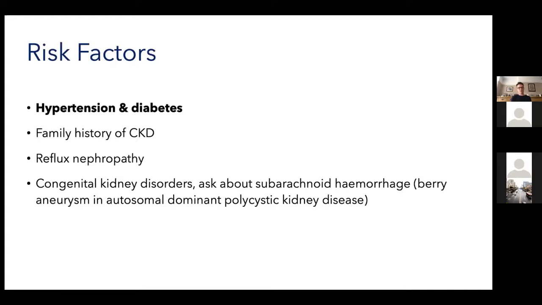So again, just emphasizing the risk factors. If you remember anything from the CKD talk, just remember hypertension and diabetes: the increased pressure from hypertension within the glomerulus, or diabetes with glycosylated proteins disrupting the filter, damaging it and allowing macromolecules through. Family history: it's important to ask patients about any family history and congenital kidney disorders. A good question to ask patients is about any subarachnoid hemorrhage in the family or themselves.